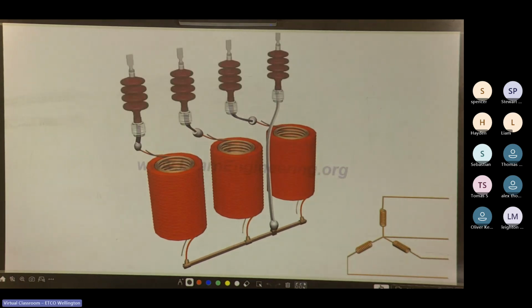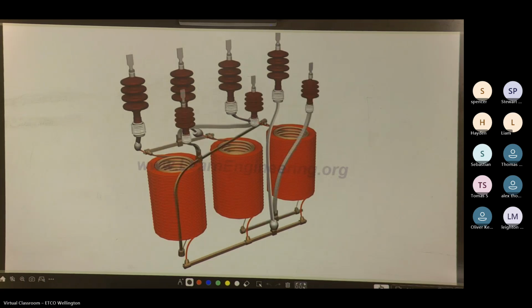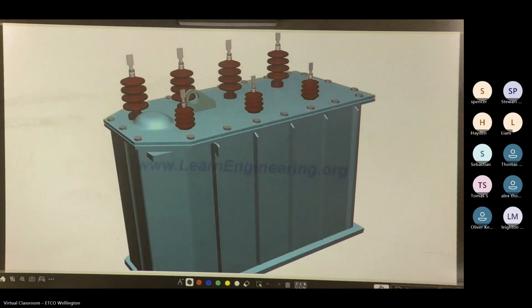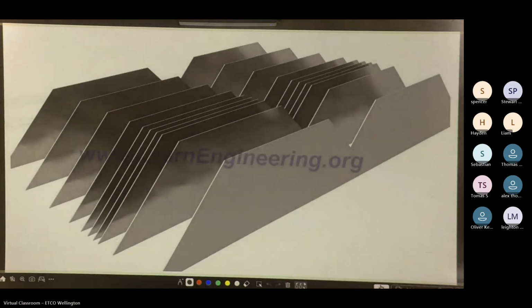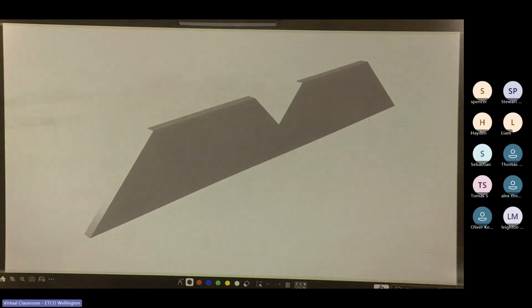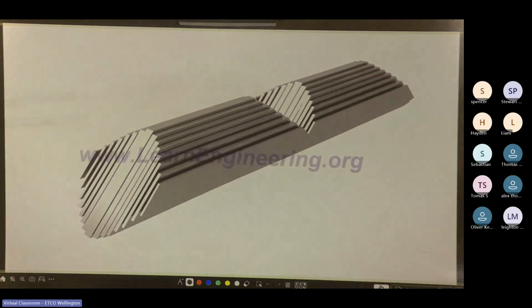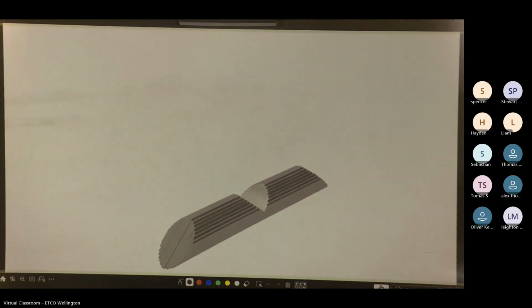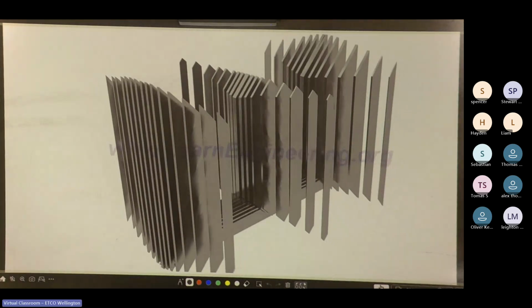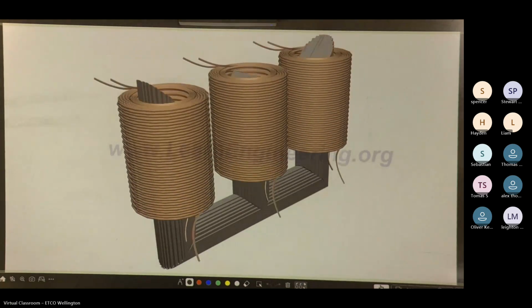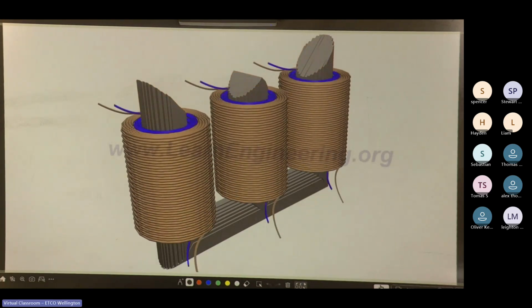High voltage insulated bushings are required to bring out the electrical energy. The core of the transformer is made of thin insulated steel lamination. Such steel laminations are stacked together as shown to form three-phase limbs. The purpose of thin laminations is to reduce energy loss due to eddy current formation. The low voltage windings usually sit near the core.